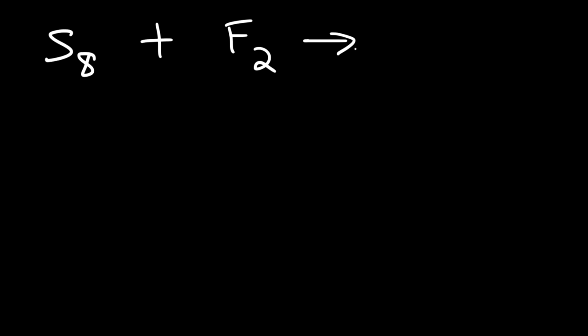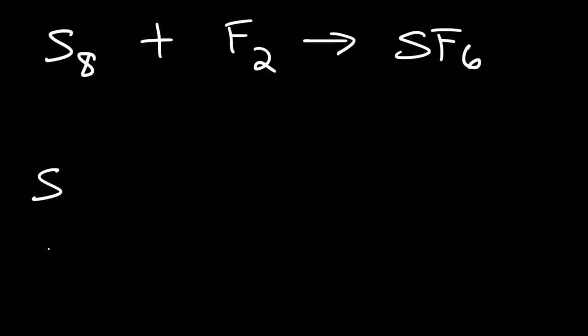Now let's work on the next example. Let's react elemental sulfur, which exists in the form of S8, with fluorine gas to make sulfur hexafluoride. Go ahead and balance this equation.